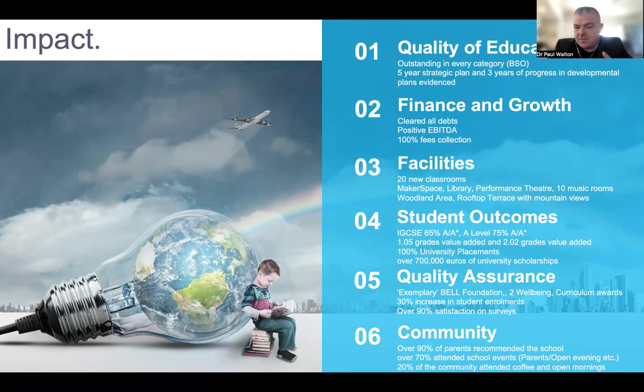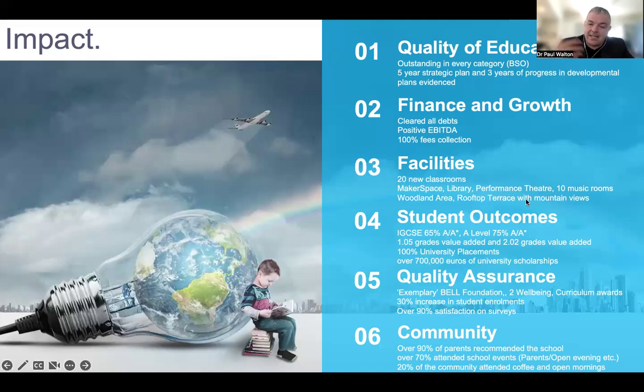The IGCSEs, 65% A* to A, A level, 75% A* to A, with 1.05 grades added value and 2.02 grades added value. The 1.05 is for GCSE grades, and the 2.02 grades value added is for A level grades. 100% university placements were achieved, at the first choice university of the student. And then over 700,000 euros of university scholarships, which is wonderful.